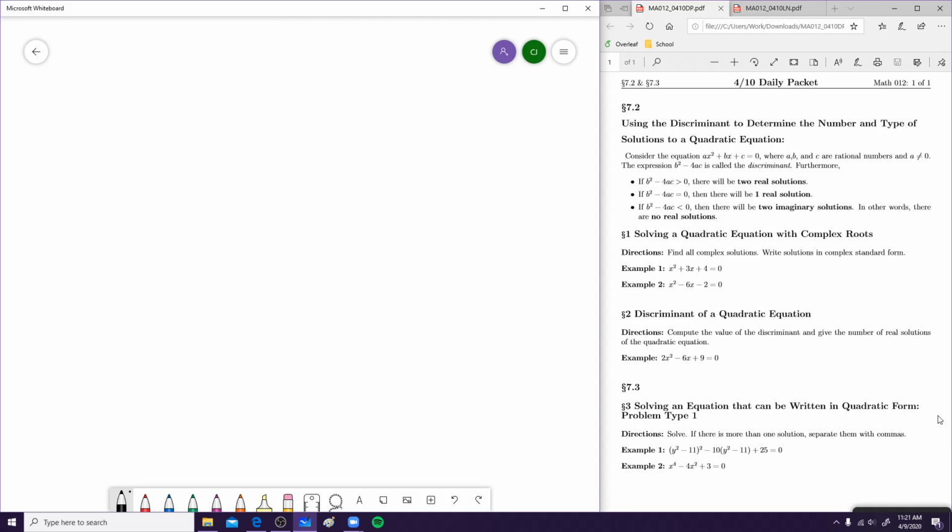Now, let's go back to section 1, and let's solve some examples, right? So we want to find all complex solutions and write our solutions in complex standard form. So what's complex standard form again? It is a plus bi, right? So the very first example, I have x squared plus 3x plus 4 is equal to 0.